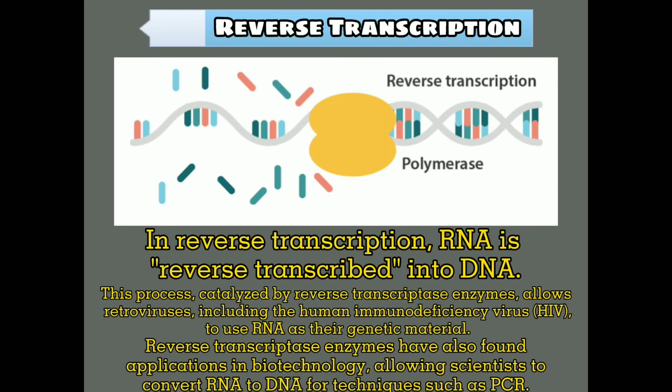In reverse transcription, RNA is reverse transcribed into DNA. This process, catalyzed by reverse transcriptase enzymes, allows viruses including the human immunodeficiency virus to use RNA as their genetic material. Reverse transcriptase enzymes have also found applications in biotechnology, allowing scientists to convert RNA to DNA for techniques such as PCR.